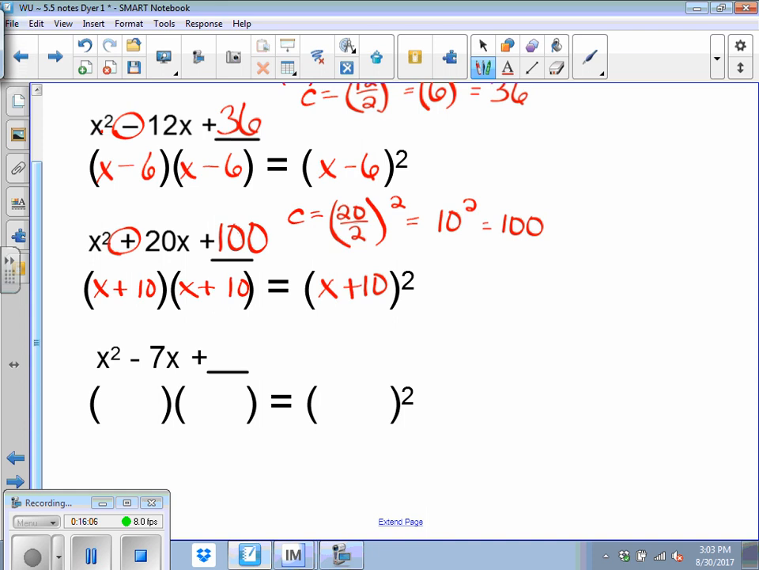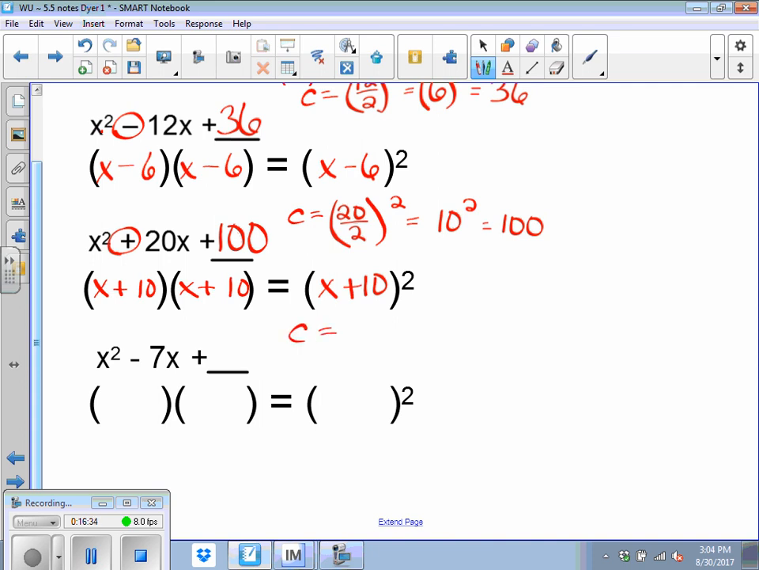Now, how do we find c? We take b and do what? Divide it by 2, and then what? Square it. Well, you said it doesn't divide evenly. Well, that's okay. Just leave it as a fraction. And then you're going to square that fraction. When you square a fraction, you just square the top and square the bottom. That's it.